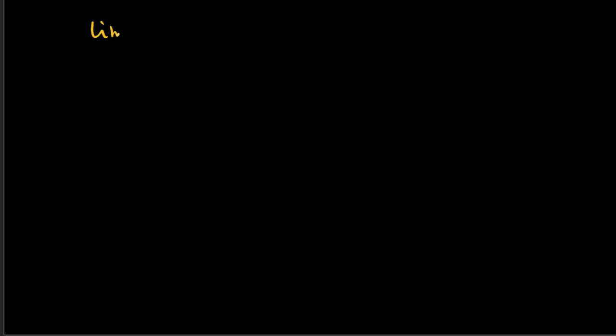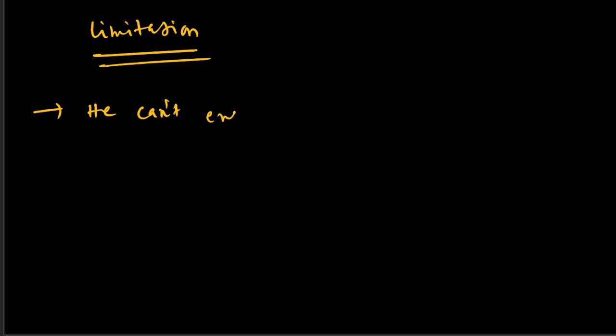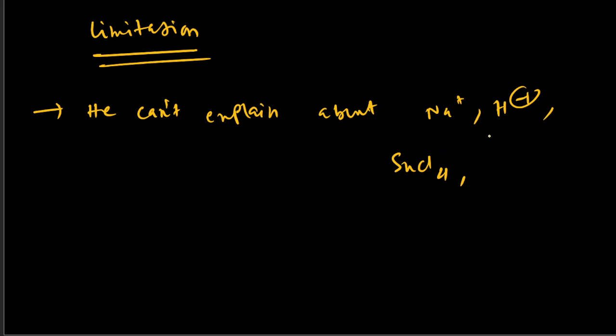Limitations of it: he cannot explain about Fe, or you can say Na plus, H plus, and Fe3 plus. These things he was not able to explain. So the next theory came, that is the Lewis theory.